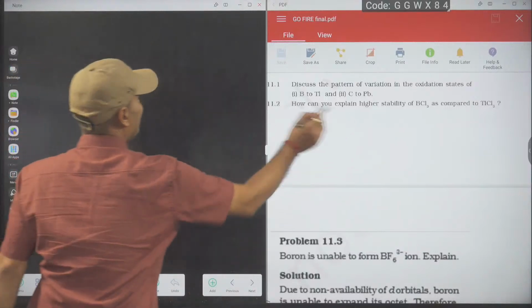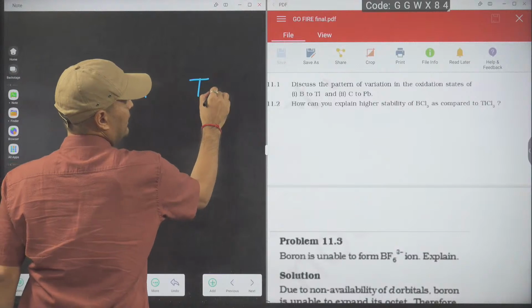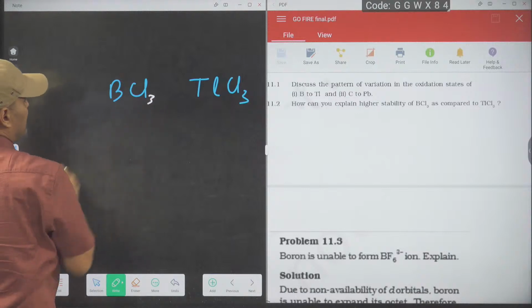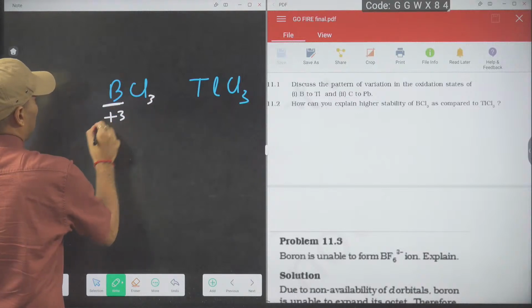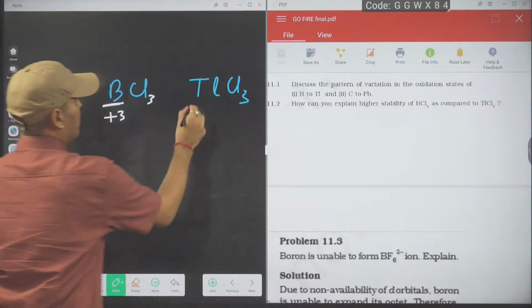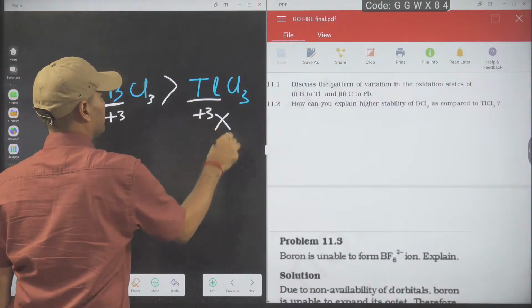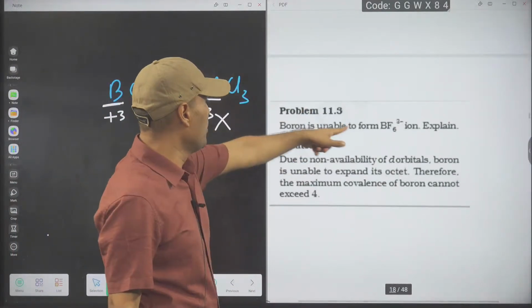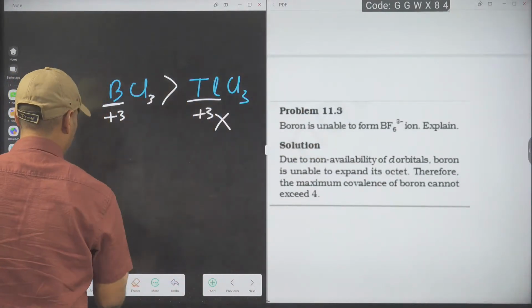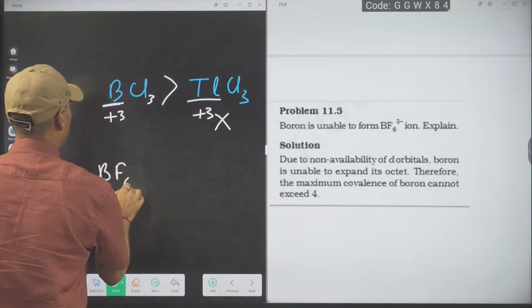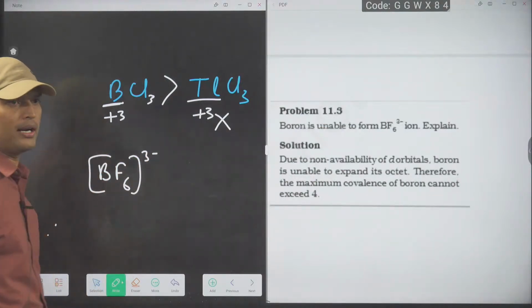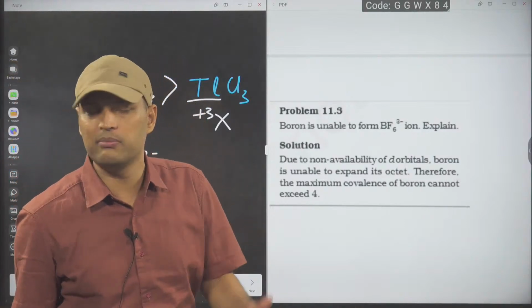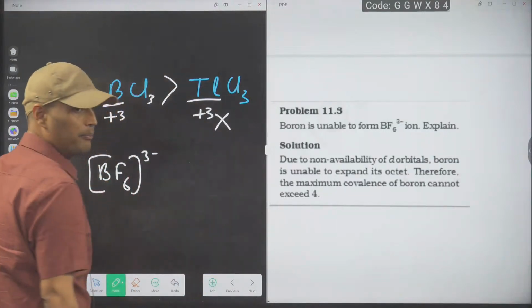Okay? Next example, you tell me now, BCl3, TlCl3, which will be more stable? You will say, sir, boron plus 3 oxidation state, no problem. But thallium plus 3, sir, very much problem. Boron cannot form BF6 3 minus. Tell me why. I have already told you, for a second period element, covalency cannot be expanded beyond 4.